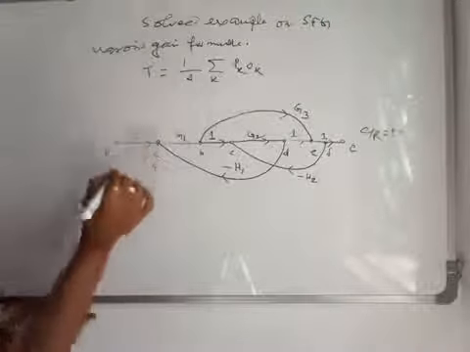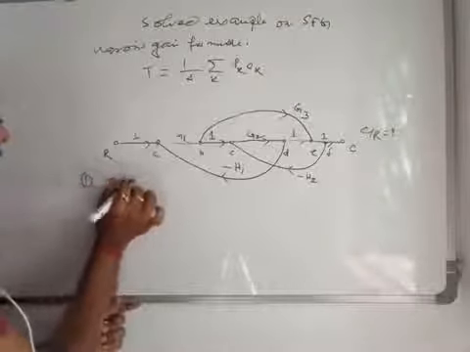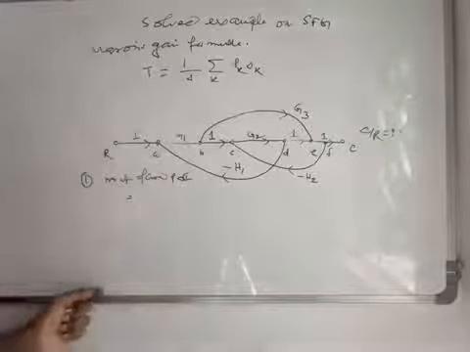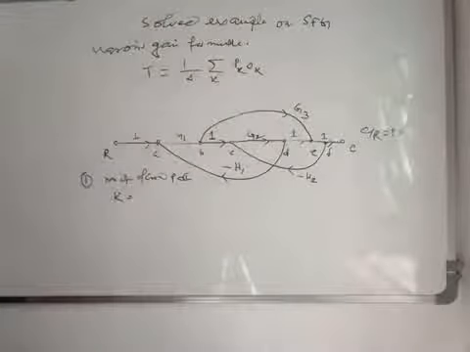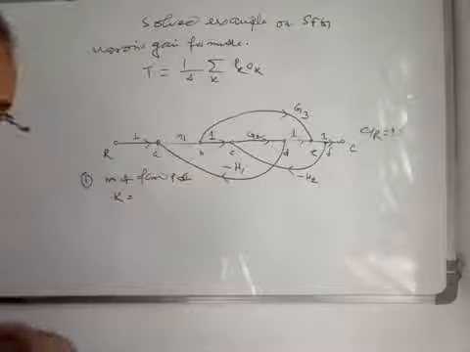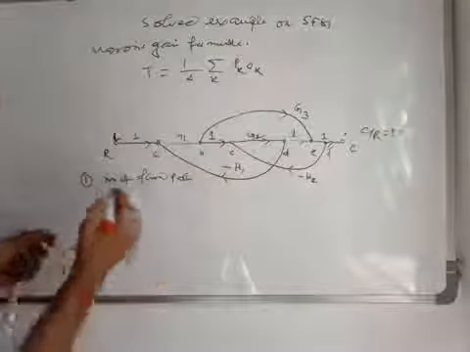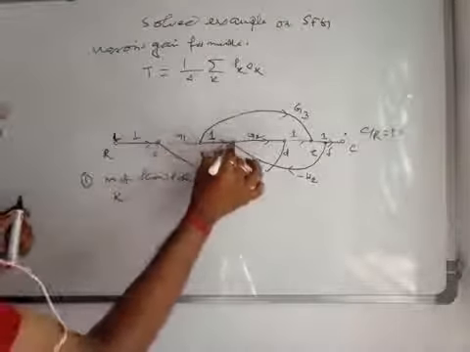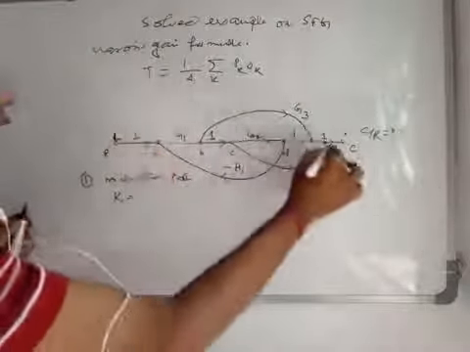So first of all, step 1: find the number of forward paths. The number of forward paths is denoted by K. What do you mean by forward path? Already we have discussed, still I am repeating this term. Number of forward paths means the paths from input to output, right? So this path, from R to A to B, B to C, C to D, and D to C. Ultimately this is your first forward path, straight from R to C.